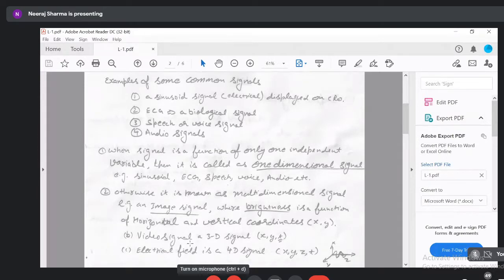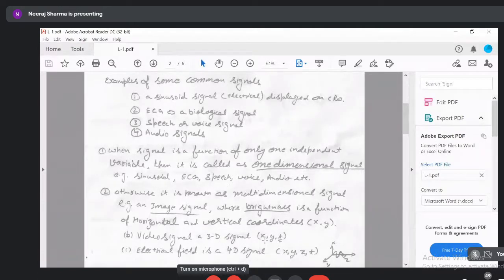Similarly, the video signal can be defined as a 3D signal. So video signal क्या होता है? It can be defined as moving images, right? कोई भी images हैं, अगर वो motion में हैं, तो motion pictures in motion is known as video signal, and it is defined as a 3D signal.